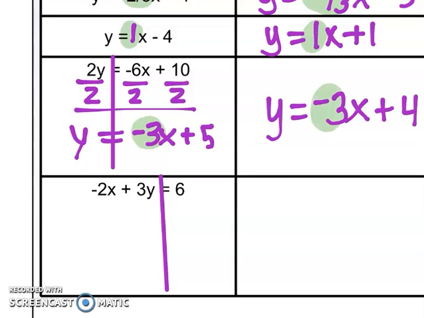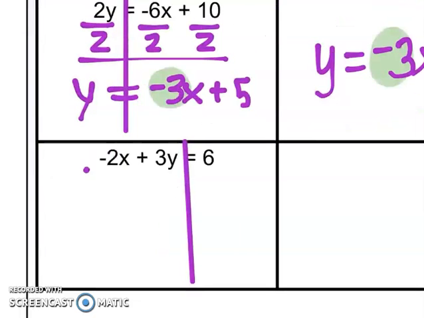All right, the bottom one requires a little more work, so it's going to take 2 steps to figure out what the slope is. First, I need to add the 2x to both sides.